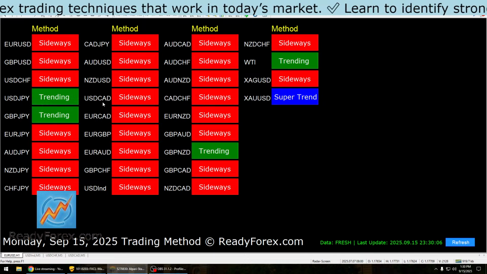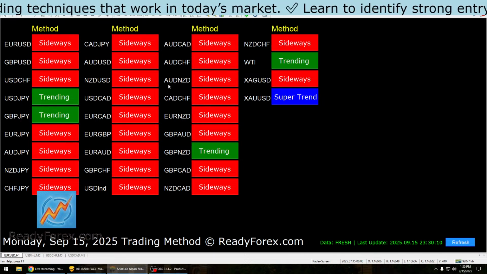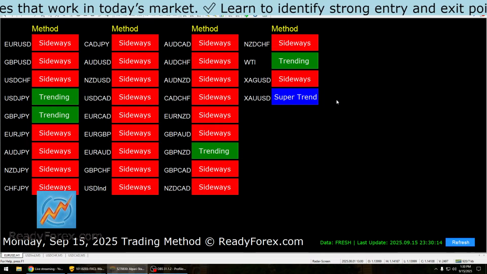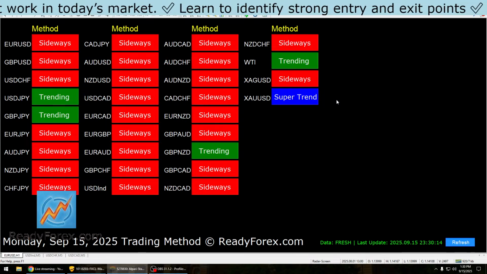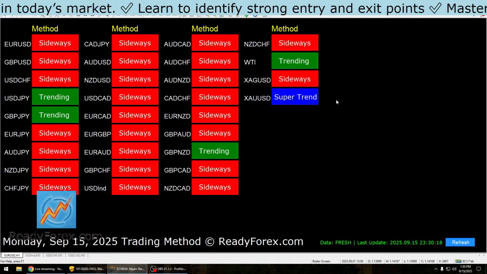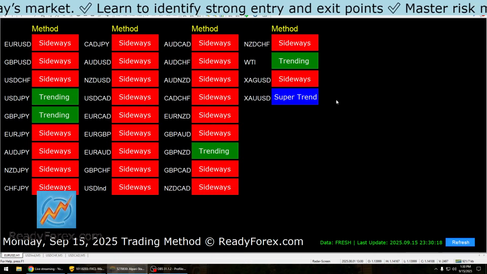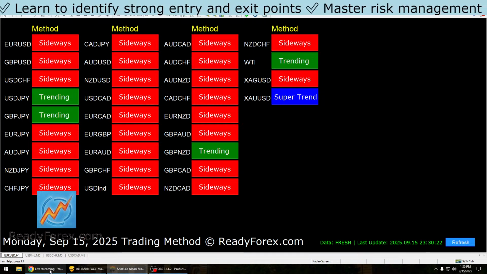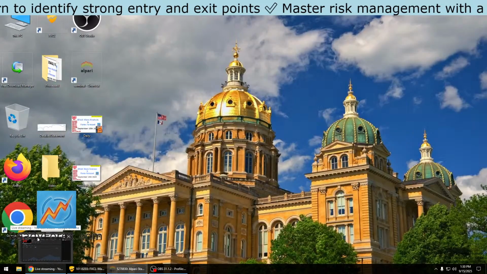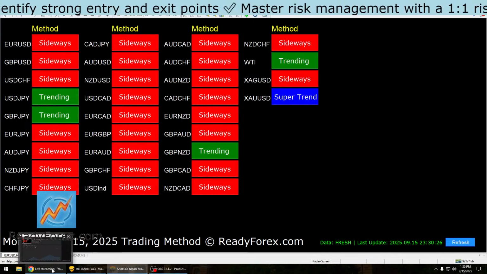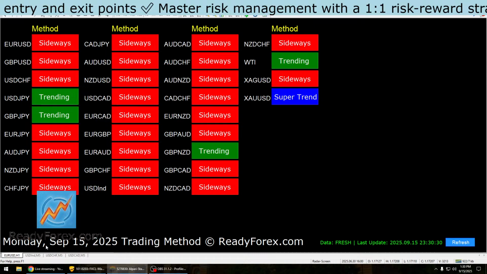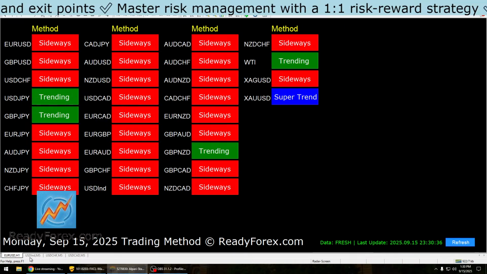USDJPY and GBPJPY along with GBP, NZD, WTI, and spot gold, those pairs or trading instruments are suggesting to use trend following trading strategies. Next, let me check out some other stuff over here.